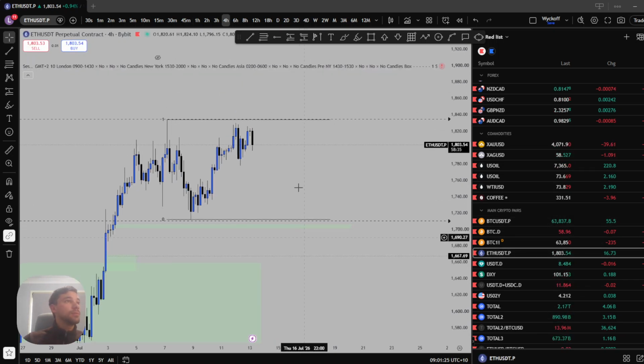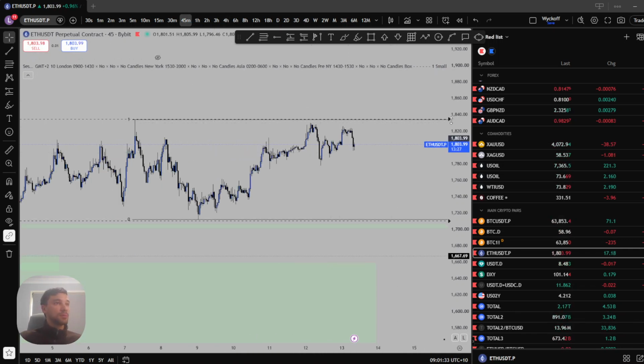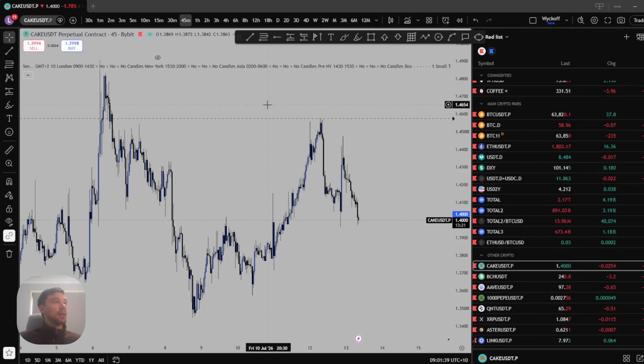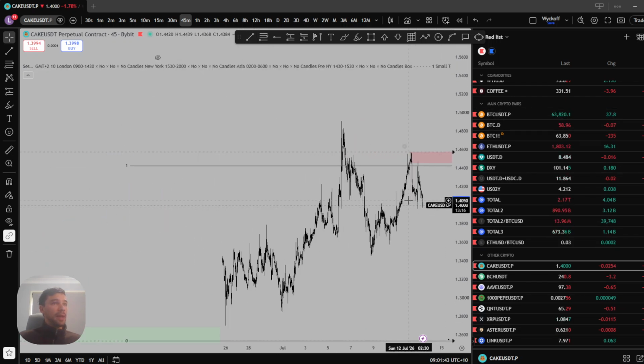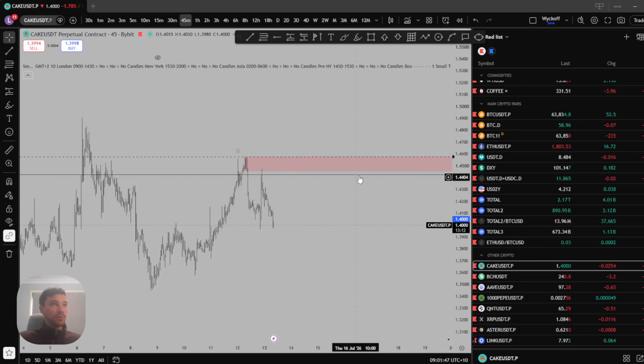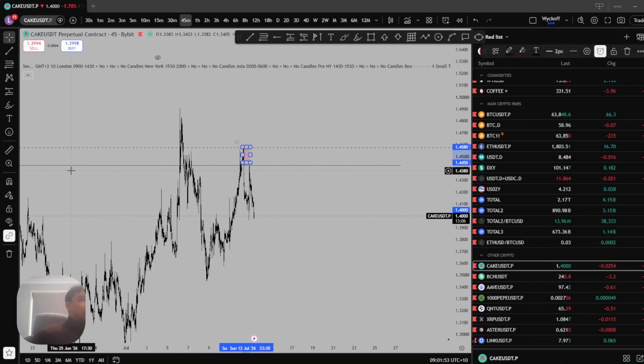Okay, ETH. This is still at play. Nothing has changed here. Cake is in a higher time frame distribution. And you can see here we've created tap 1, 2, tap 3.